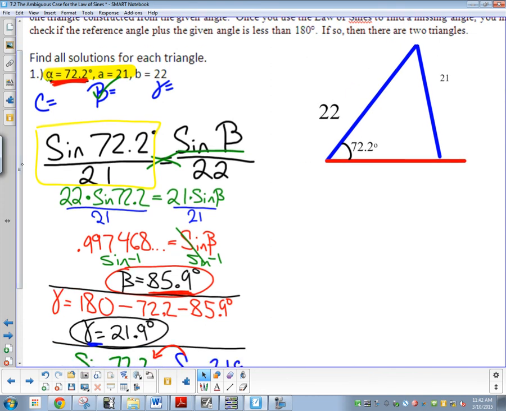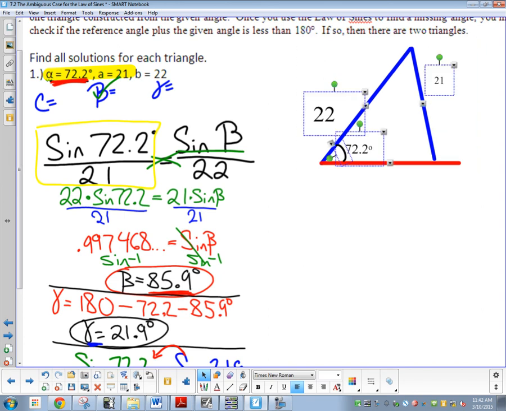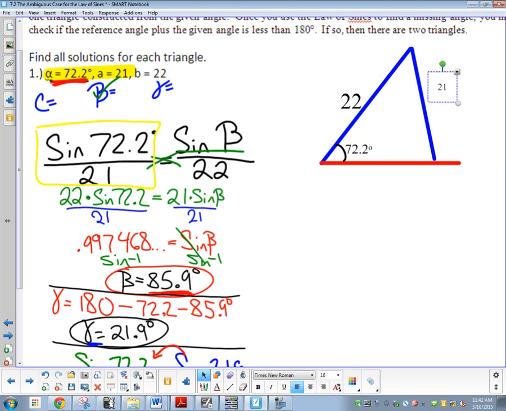A 72.2 degree angle. That's this angle right here. Okay? A side B is 22. So that's this side right here. And A is the side across from it, needs to be 21. So this side is 21. This is what we found so far. But notice what I'm going to do. So this side right here is 21. I'm not going to change its length.